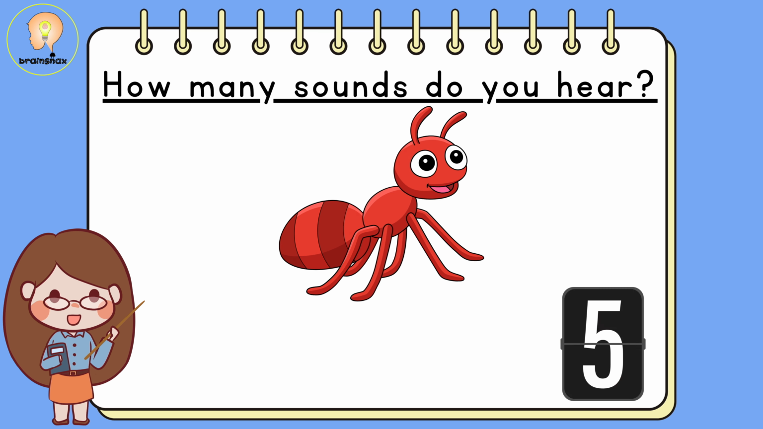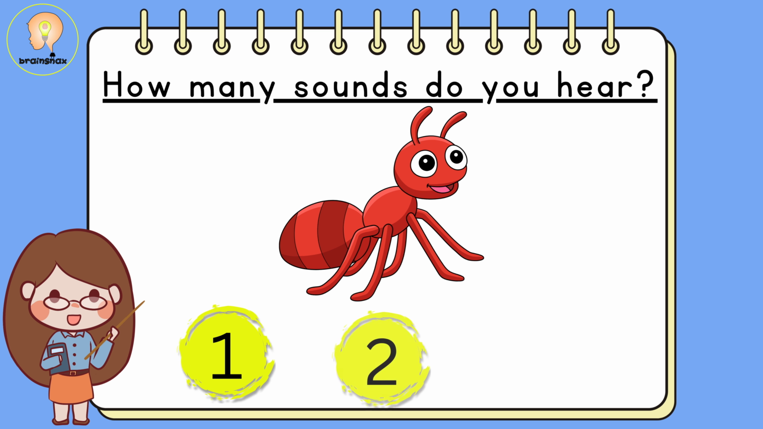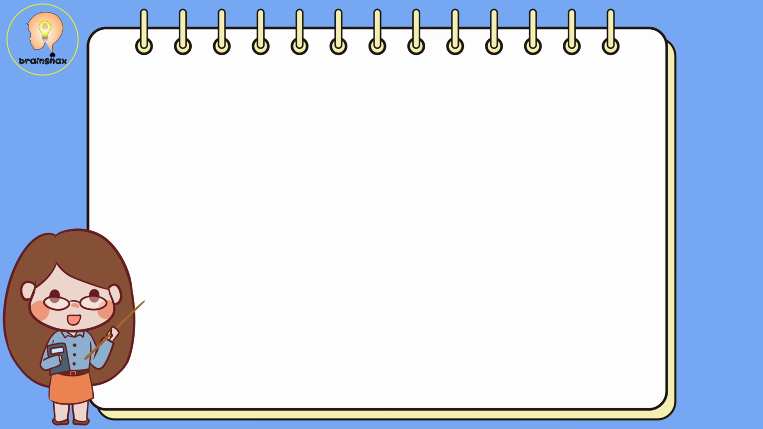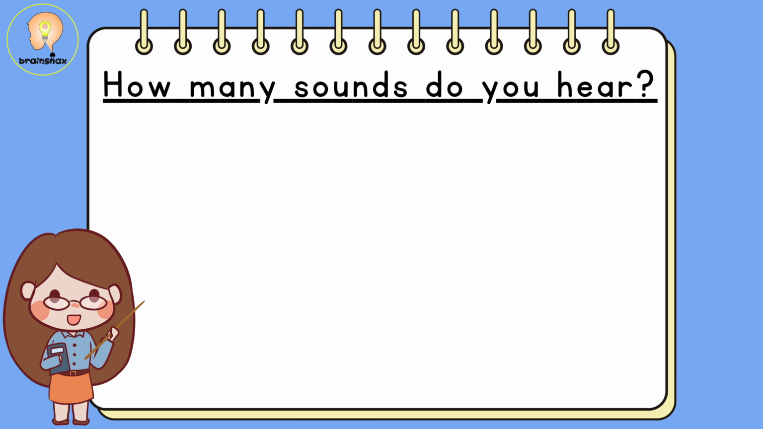How many sounds do you hear? Ant. 5, 4, 3, 2, 1. Ant. Ant has three sounds.